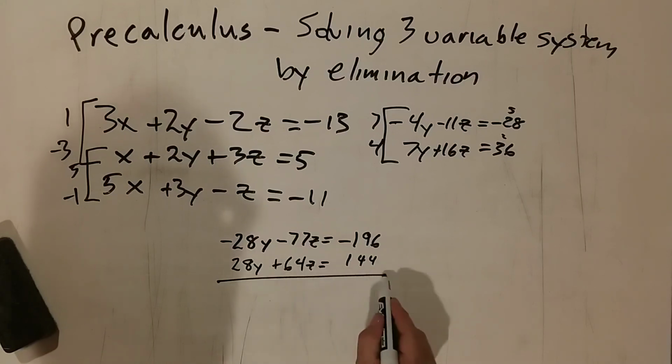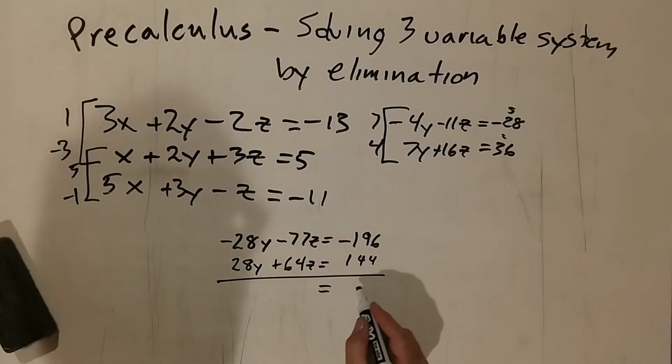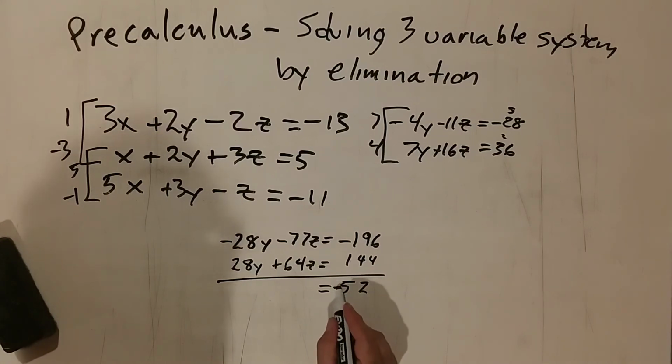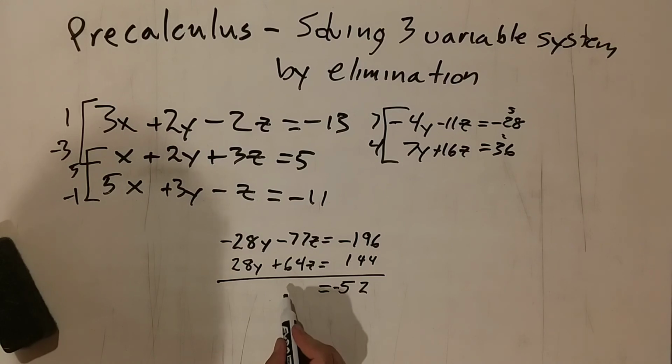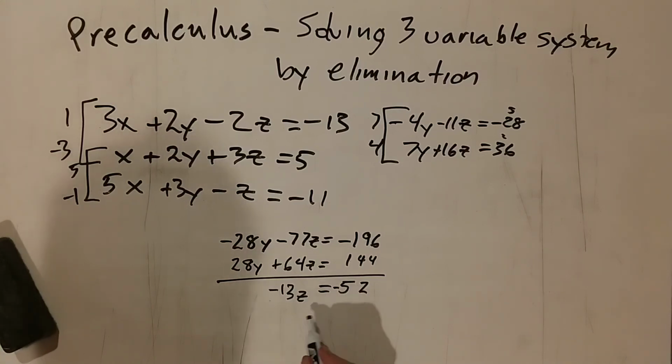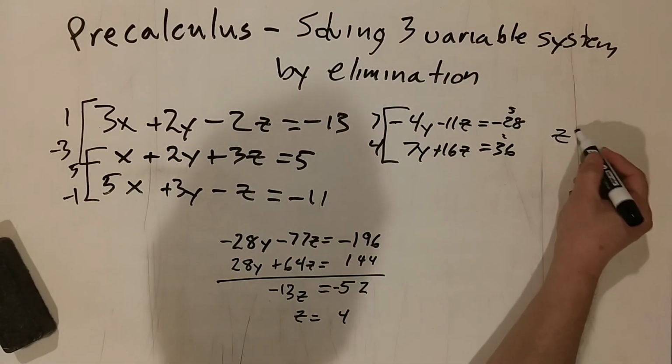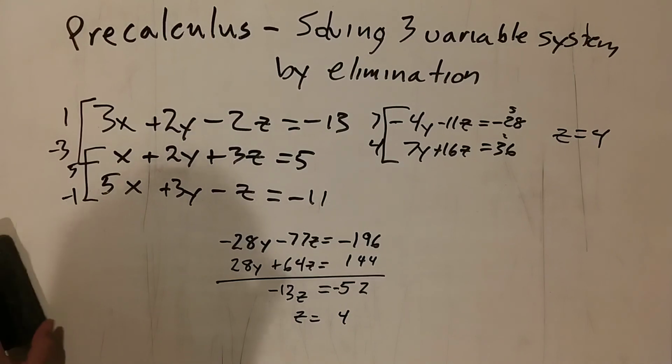Adding these together, we get negative 52 equals negative 13z. And 52 divided by 13 is 4, so z equals 4.